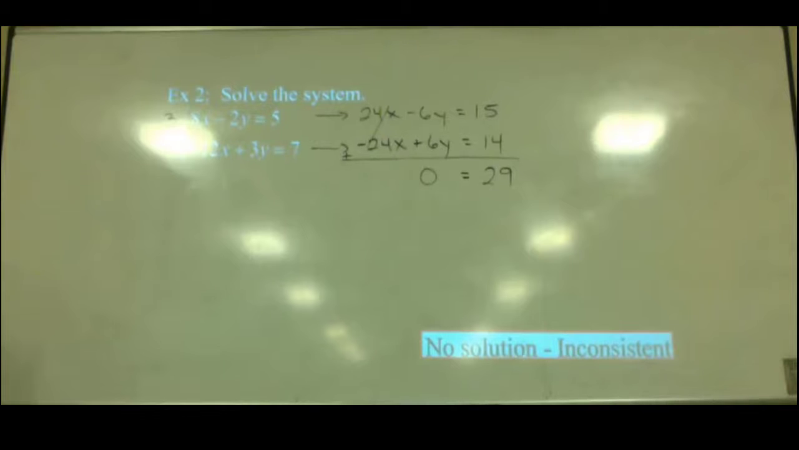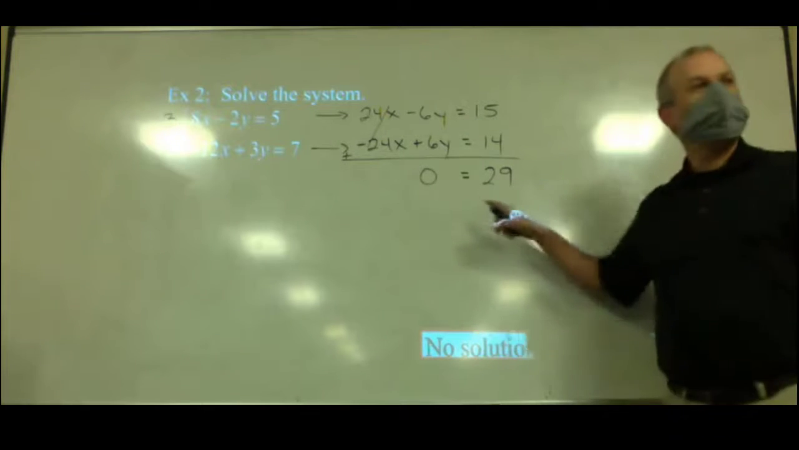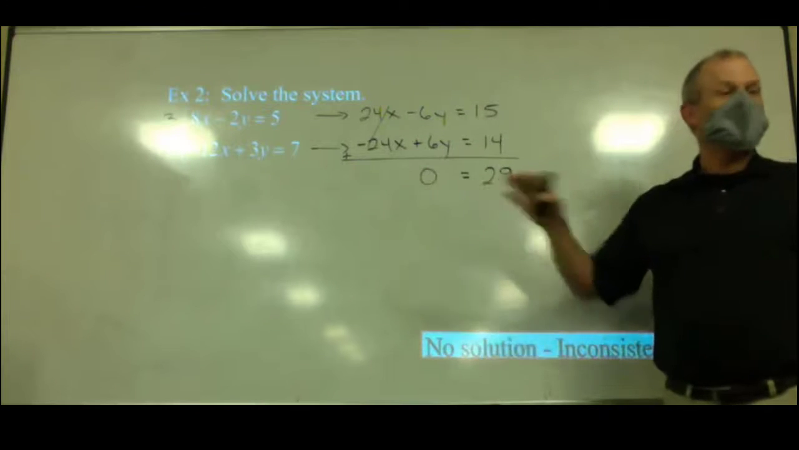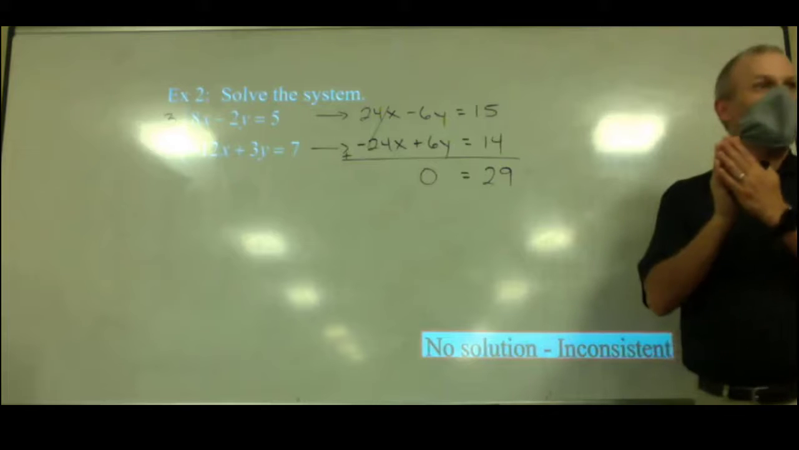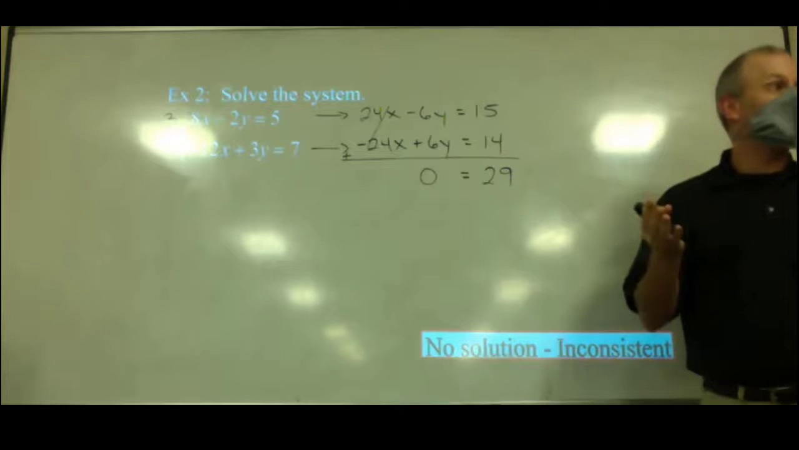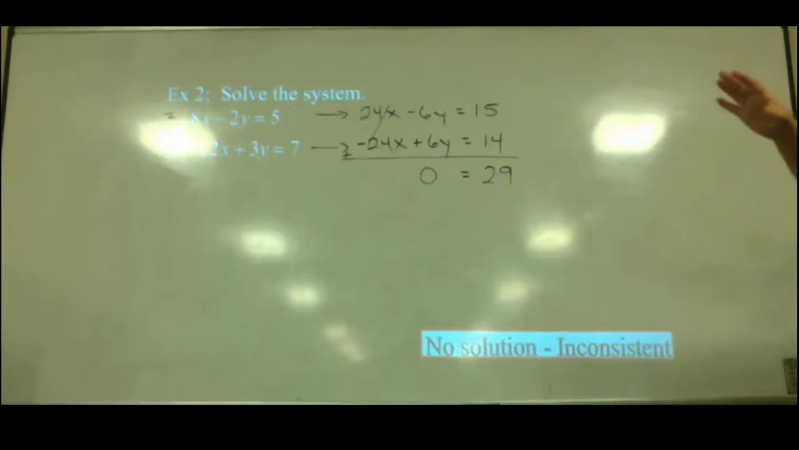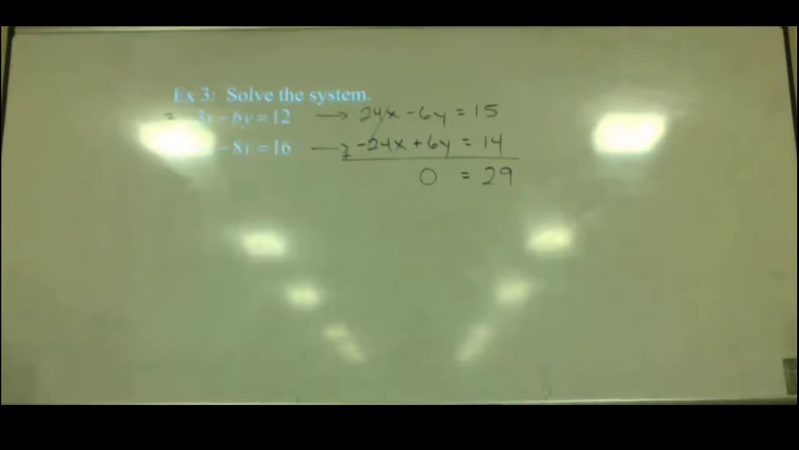Now, just so that we've talked about it, if we would have a true statement right here and all the variables canceled out and it was a true statement, that's that one where they're actually the same line. And so that would mean infinitely many solutions. And we'll hopefully, I think we have one like that after a while here. Okay? And even though we didn't get an answer, that's the process we use for elimination. Okay? All right, let's try another one.